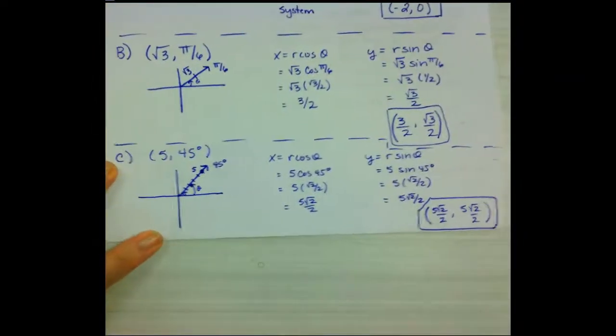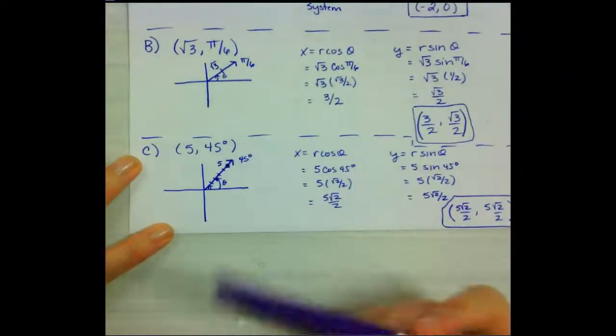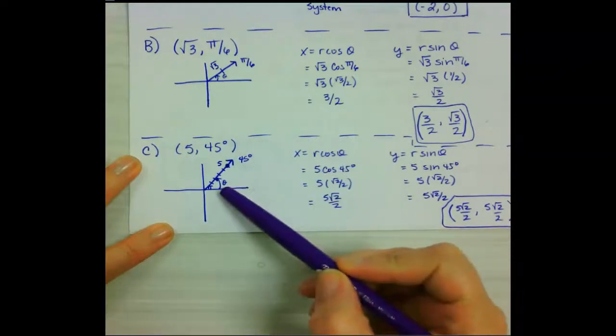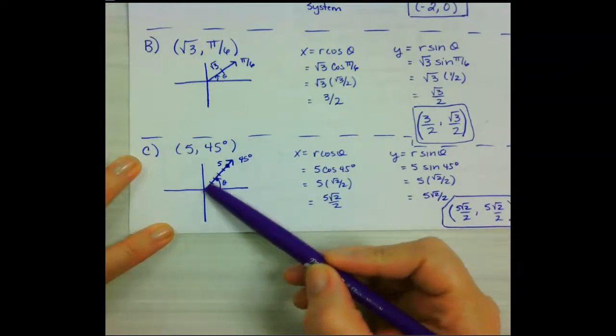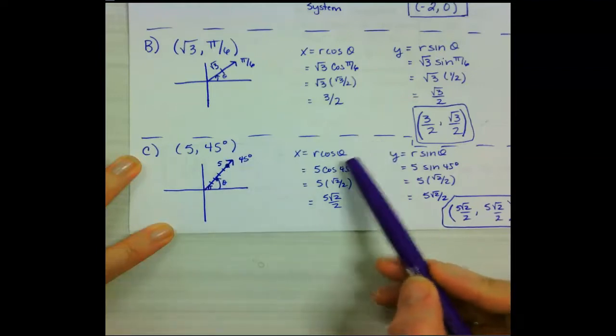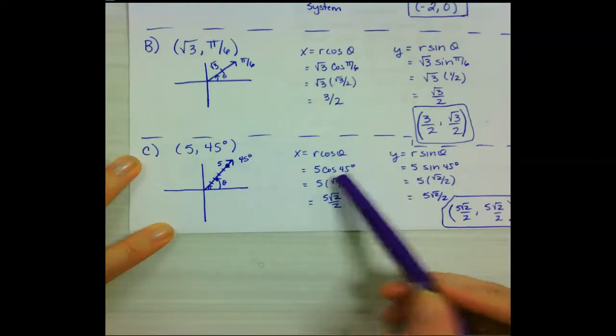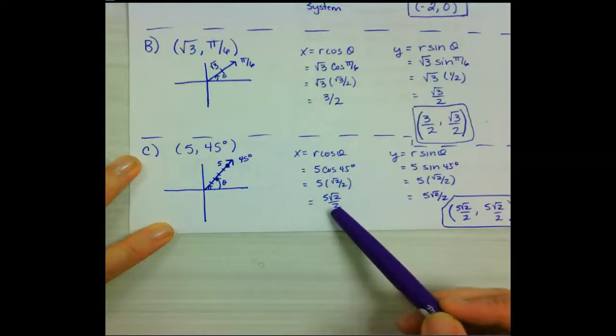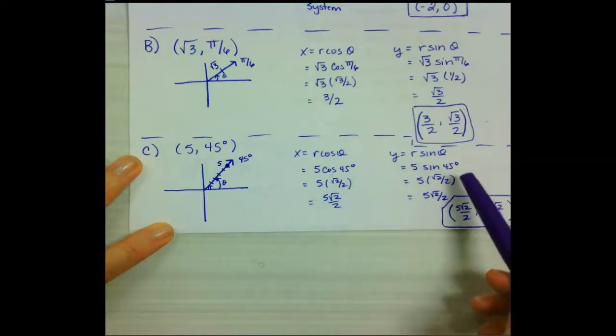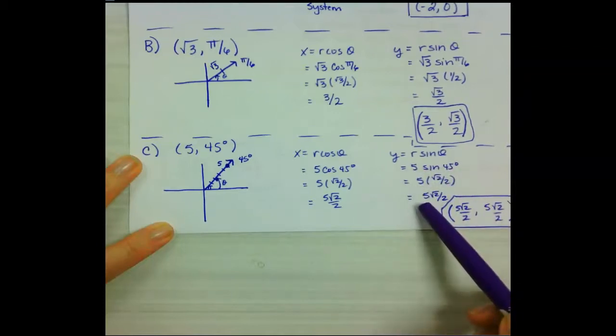So let's do the last one. And it's just in degrees instead of radians, so not any different. This is 45 degrees, and I would have 5 marks out on my angle because that's my directed distance. And then I do 5 times cosine 45, which is root 2 over 2, so you get 5 root 2 over 2. And then over here we get 5 sine 45, so we get root 2 over 2 times 5. So once again, we get 5 root 2 over 2.